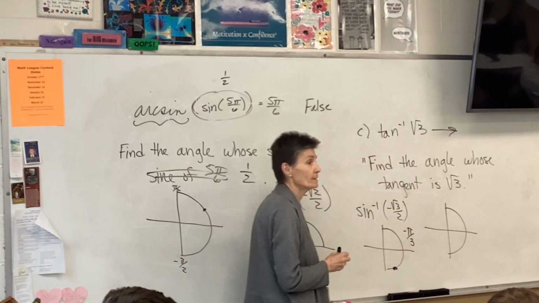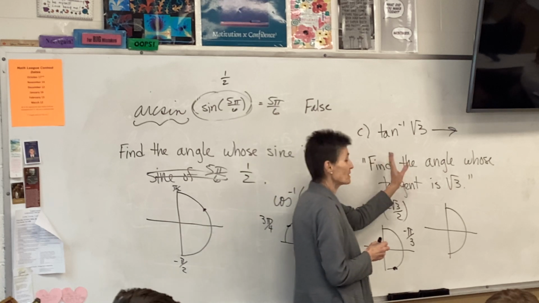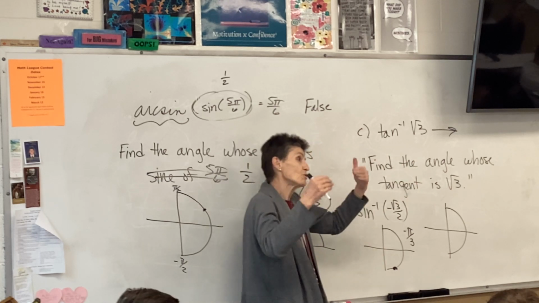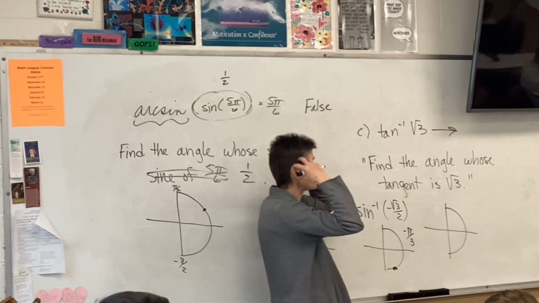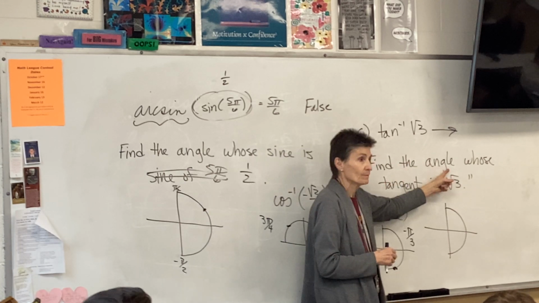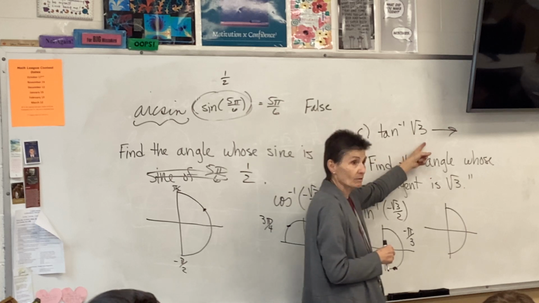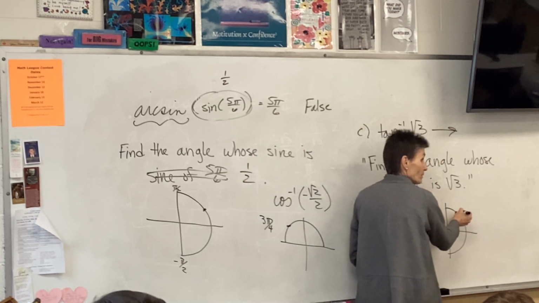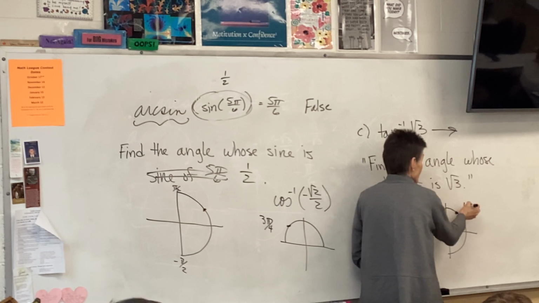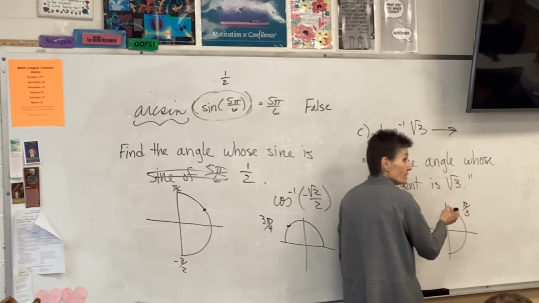Negative pi over 3. And in this one, there's nothing special about it, but I need you to get used to seeing this notation and immediately thinking, find the angle. This is find the angle whose tangent is root 3, which would be up here. Did you say pi over 3?